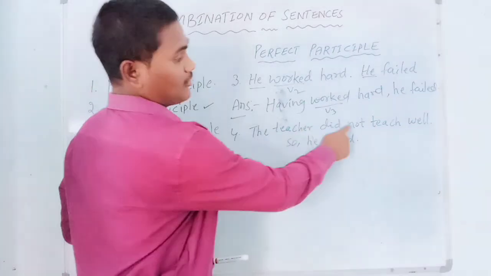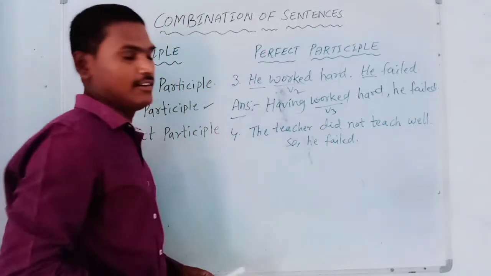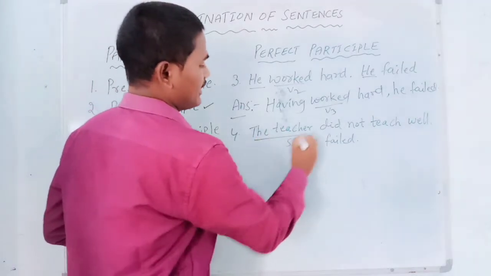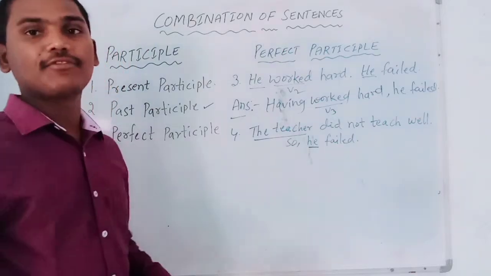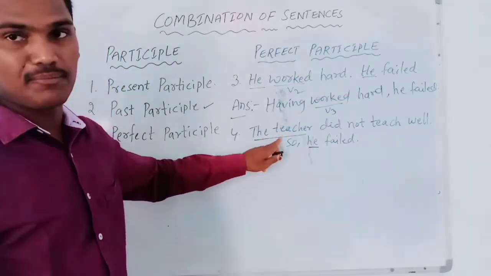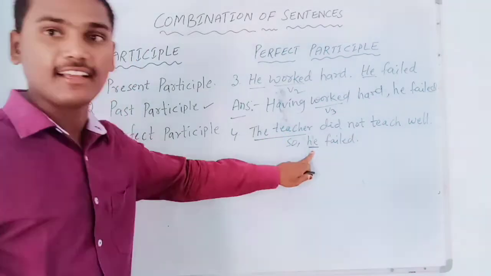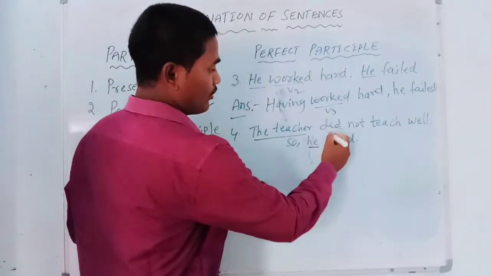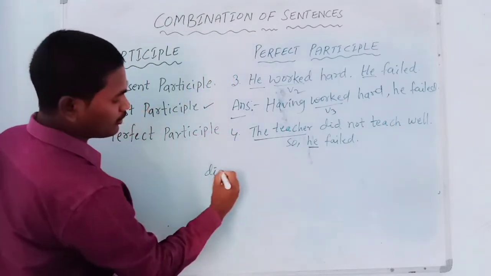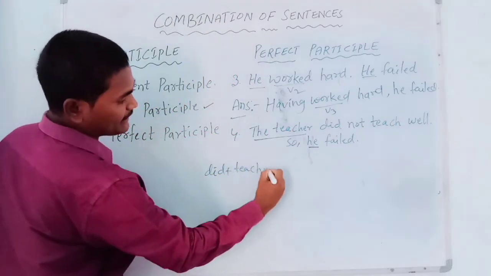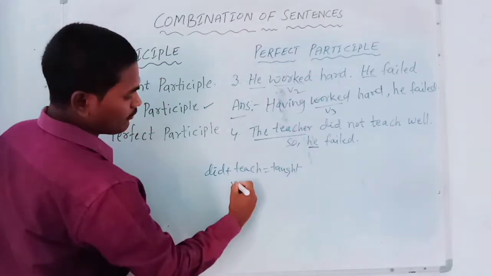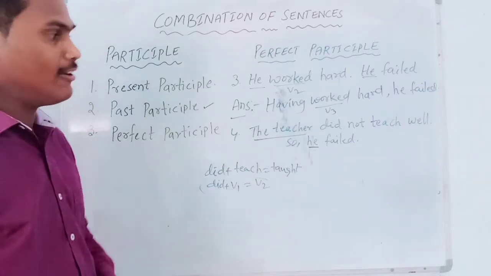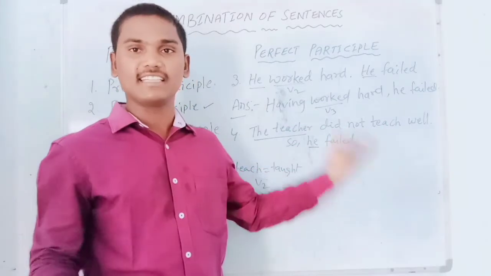The teacher did not teach well, so he failed. First we have to see the subjects. Here the teacher, here he. Both are different subjects. Here the teacher is the subject in the first sentence. In the second sentence, he is the subject. So both are different. And we have to think also about the verb. Did do plus teach is equal to taught, because did do plus V1 is equal to V2. It is a rule, but it is not mentioned in the sentence. It is a negative expression.